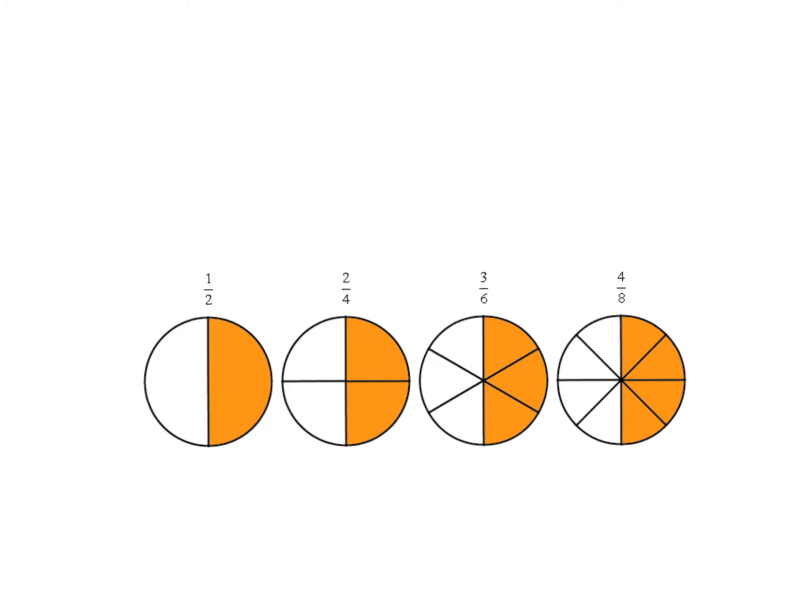And alternatively, we could say that an equivalent fraction of 3/6 could in fact be 2 quarters, it could be a half, it could in fact also be 4/8, and it can be very many others as well.